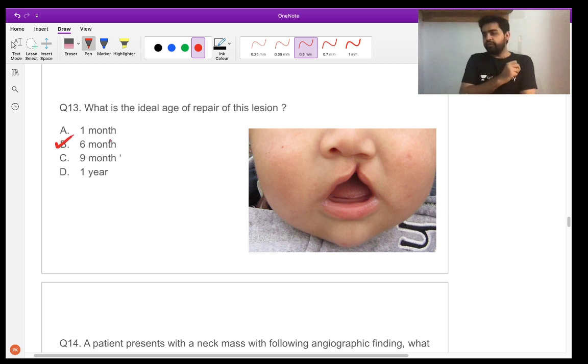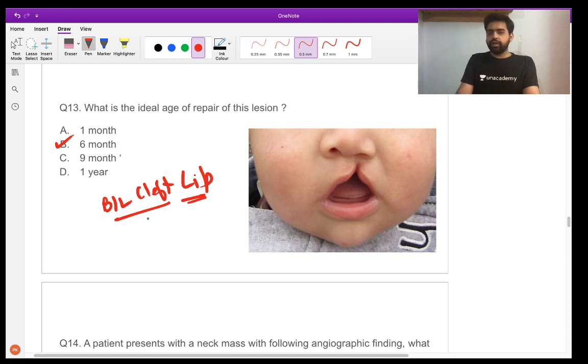Now if I would have changed this question and asked what is the ideal age of repair of bilateral cleft lip. Okay, ideal age of repair of the bilateral cleft lip, what is the answer? The answer is not in the options. If I had given a bilateral cleft lip, the actual answer would have been between 4 to 5 months. Okay, right. 4 to 5 months.